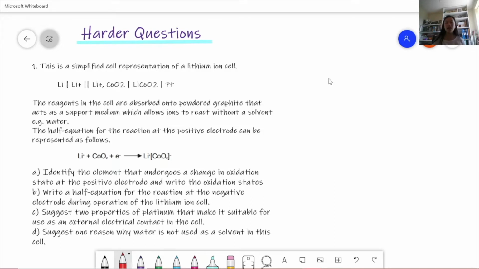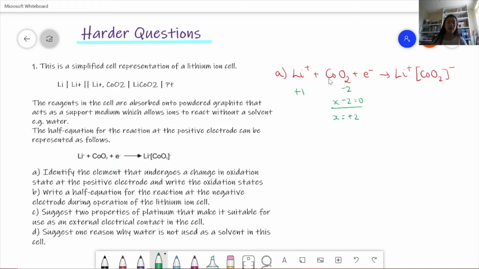So for A, identify the element that undergoes a change in oxidation state at the positive electrode and write the oxidation states. So first I'm going to write the equation. So for A, we have Li+ + CoO2 + an electron goes to form Li+ and CoO2−. And so now we can work out all the oxidation states. So we have Li+, which is +1, and then the CoO2 we have 0, and that has to equal 0. So x equals +2.